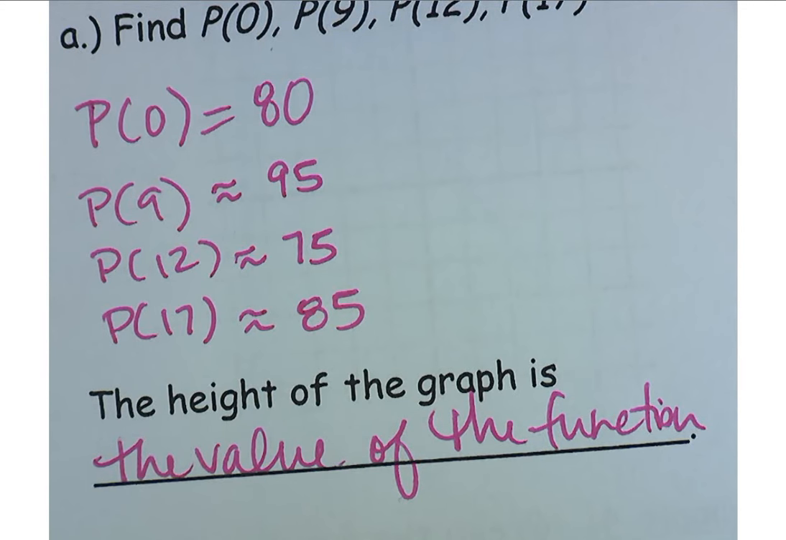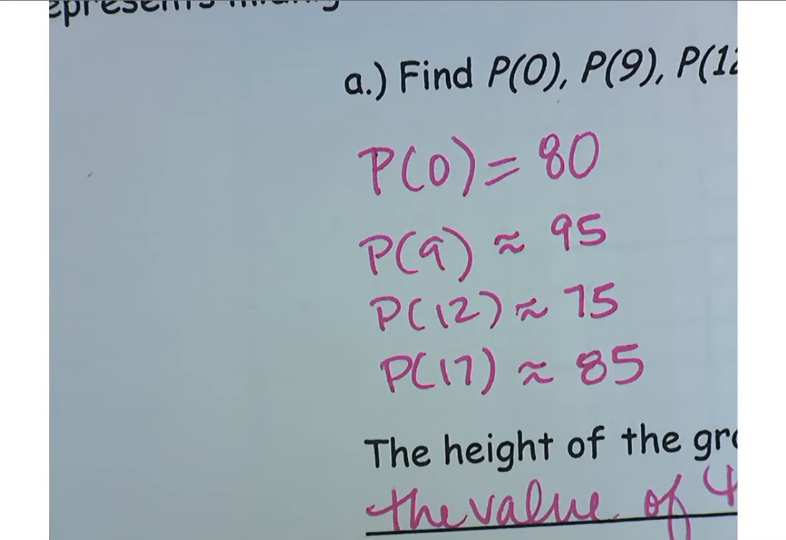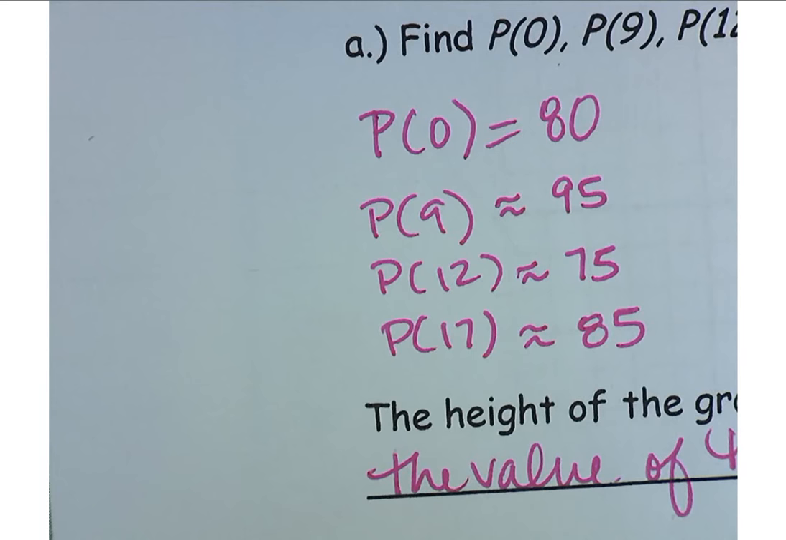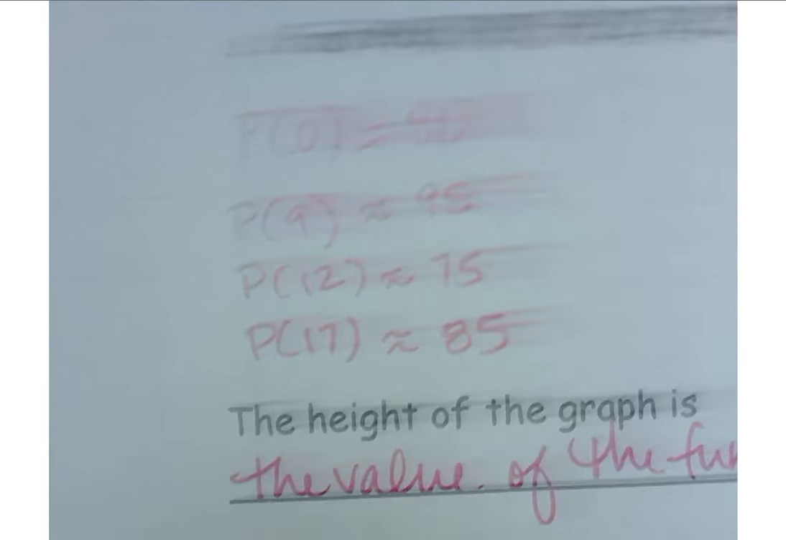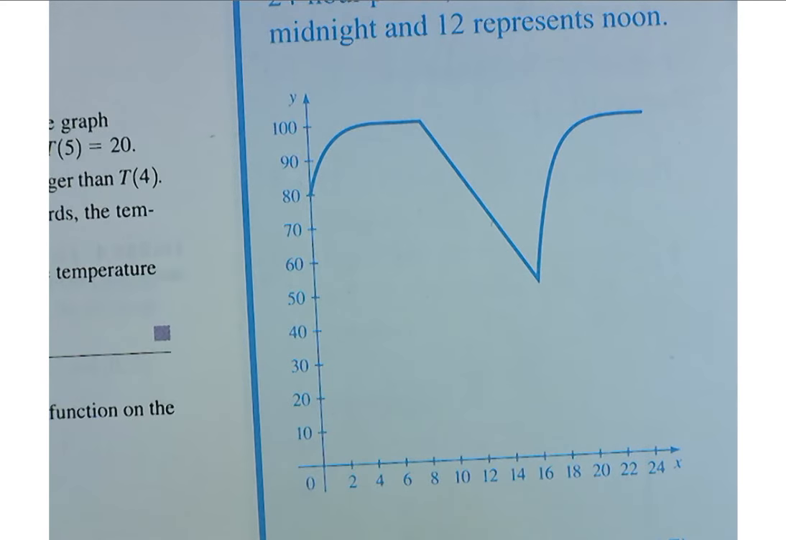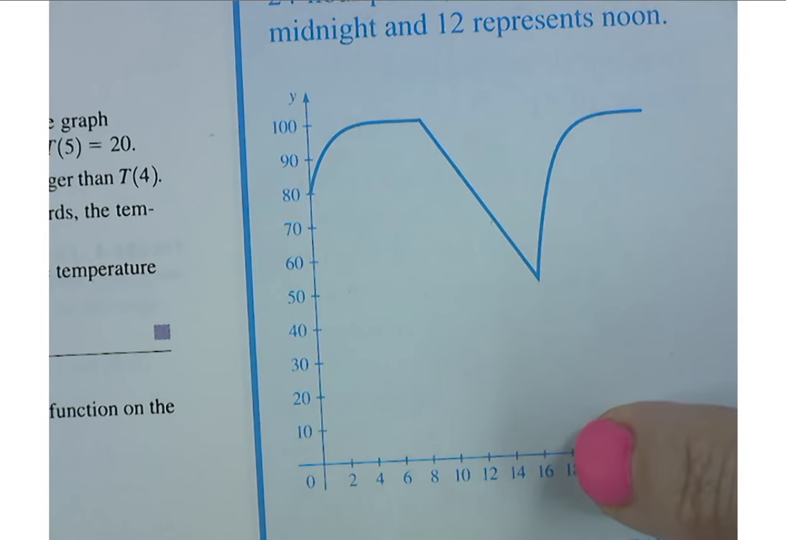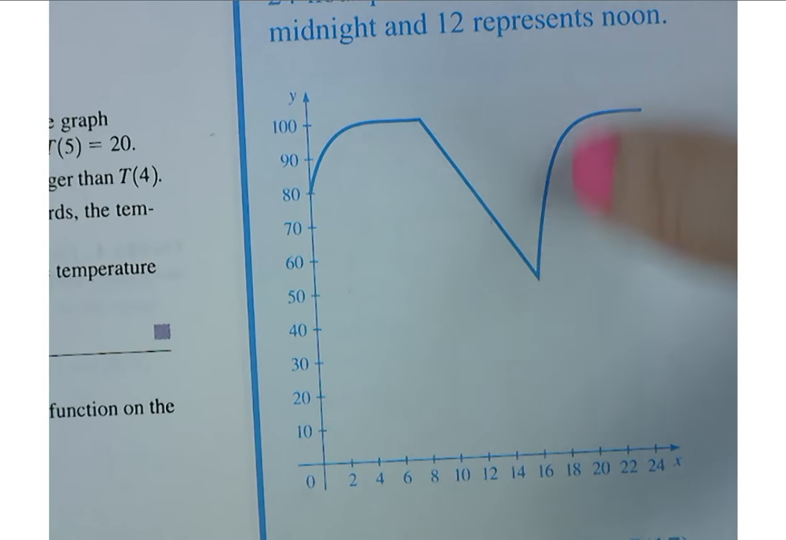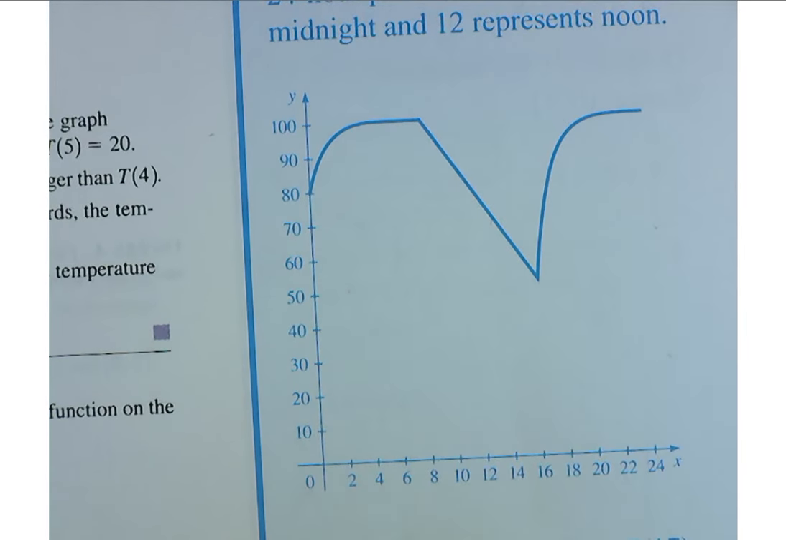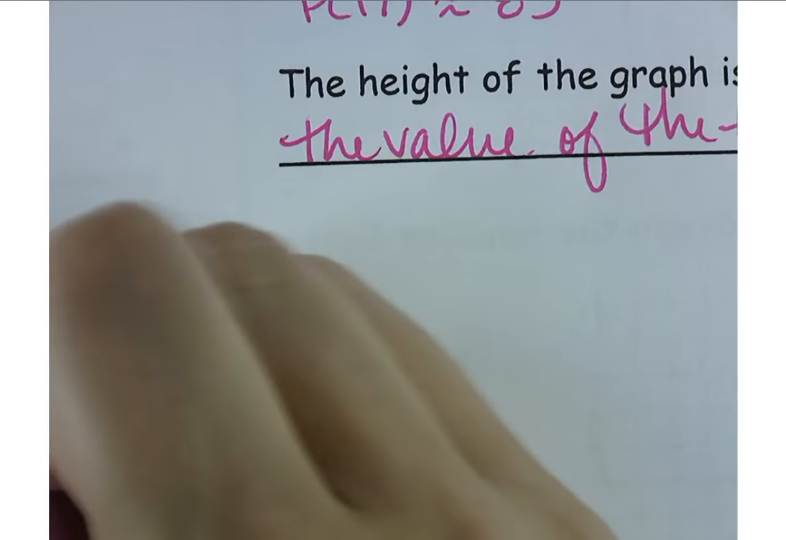Okay, so then for part B, it's asking you which is larger, P of 14 or P of 18. So if you look at where P of 14 is, okay, P of 14 is going to be somewhere around here. P of 18 is going to be somewhere around here. Which one has the greater height, P of 14 or P of 18? 18. P of 18. So P of 18 is going to be larger.